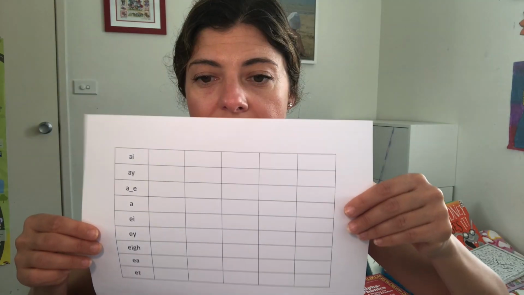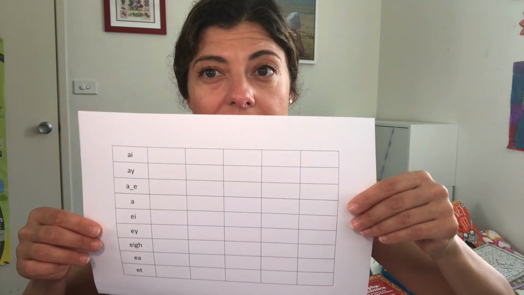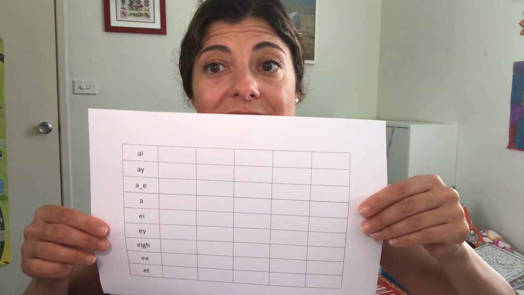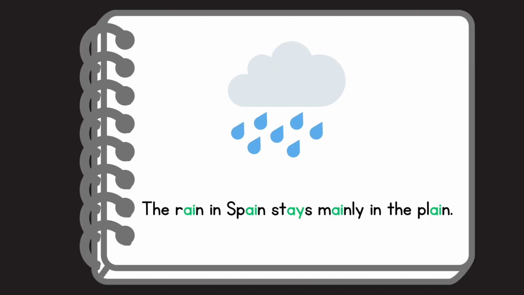Then on the next page over here you have space to write down words that contain the targeted sound, by spelling alternative. I'll give you an example of how to use it. Say you're focusing on the AI and AY pair for the long A sound. Okay, you've got maybe a passage like this one. The rain in Spain stays mainly in the plain.